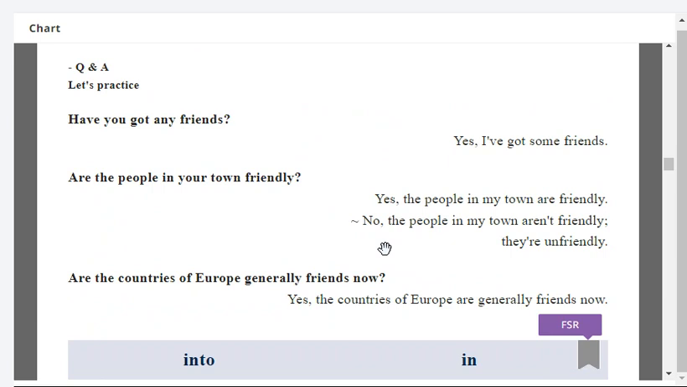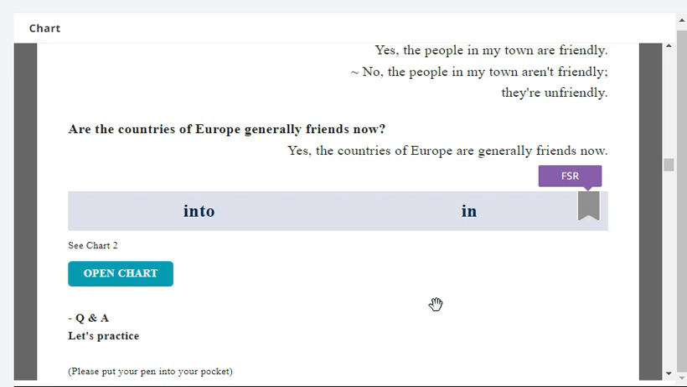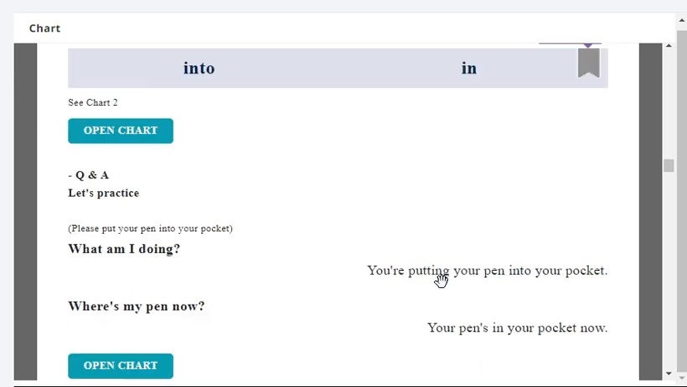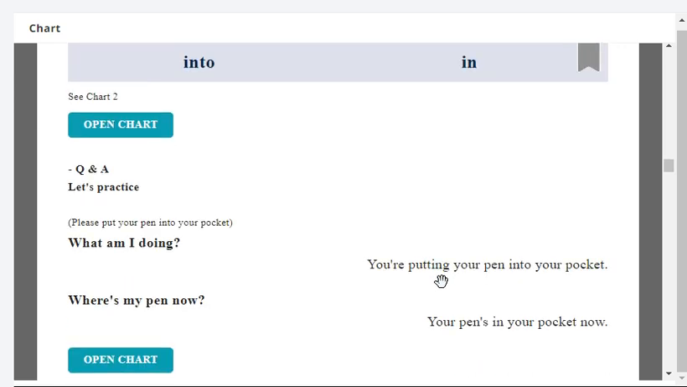Yes, the people in my town are friendly. Very good. Are the countries of Europe generally friends now? Yes, the countries of Europe are generally friendly now. Very good.